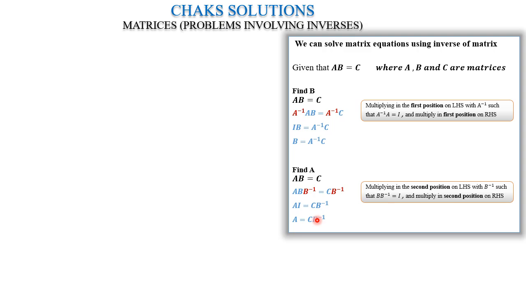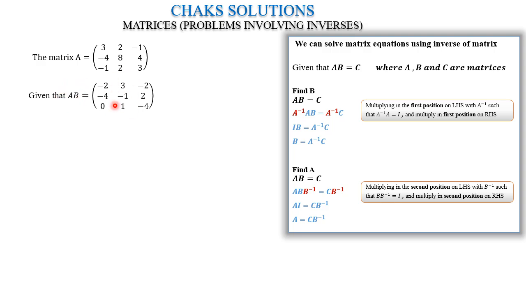Alright, so let's go to the example so that we see what we are talking about here. Alright, the matrix A is equals to 3, 2, minus 1, minus 4, 8, 4, minus 1, 2, 3. Given that AB is equals to this matrix. So they are saying if you multiply A and B, the answer is equals to this matrix. But you can see A is given, but B is not given here. Alright, so find the matrix B here.